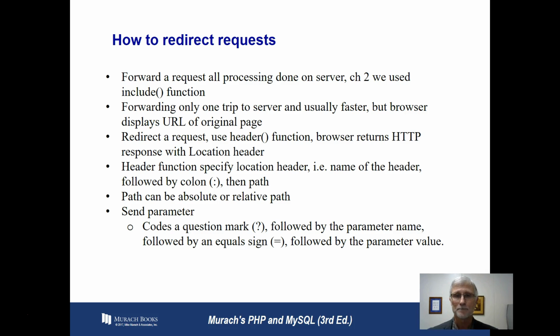Now, there's a function called the header function that specifies the location: the name of the header followed by a colon and a path name, the path of the program you want to execute. This path can be absolute, which means from root all the way to where the file is located, or it can be a relative path name in relationship to where things are today. If I'm sending a parameter in this redirect, you use a question mark followed by the name, an equals sign, followed by the parameter value, which shows you how to send a parameter.